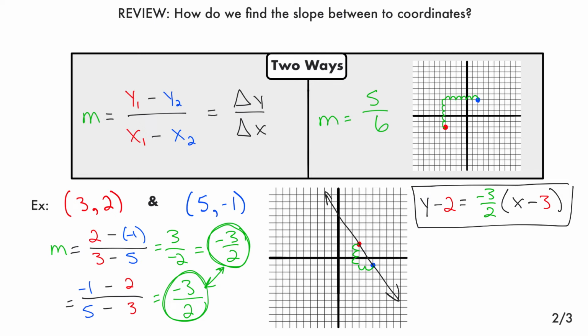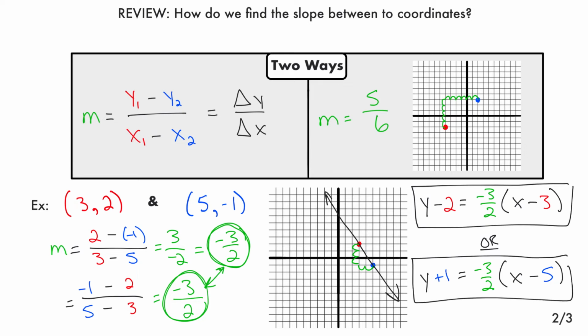I use the red coordinate along with the slope to put it in point slope form. I could also do the exact same thing using the blue coordinate. I only need you to do one or the other. I'm going to show both. So I could also write this as y plus 1, because that 1 is negative for the blue coordinate, equals negative 3 over 2 times the quantity of x minus 5. These are both the same function, they just start at different locations.